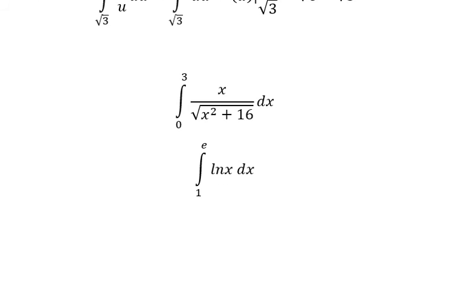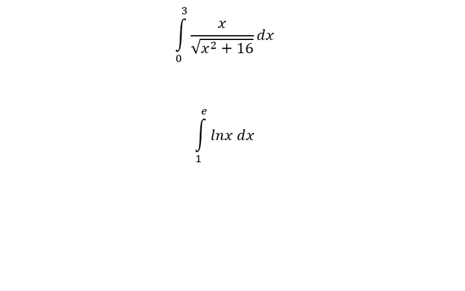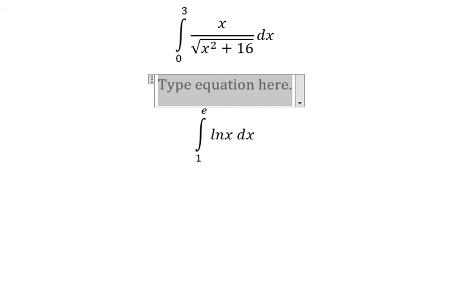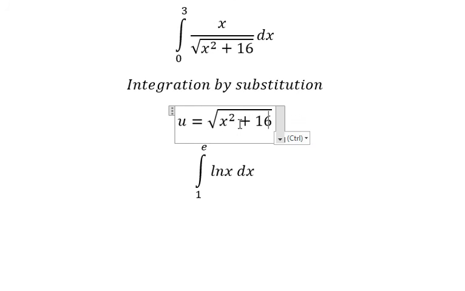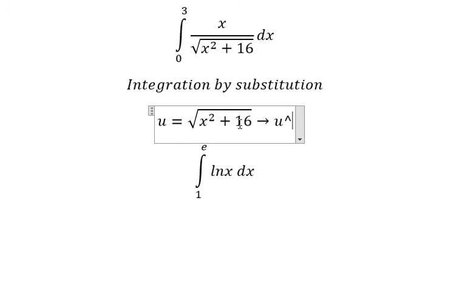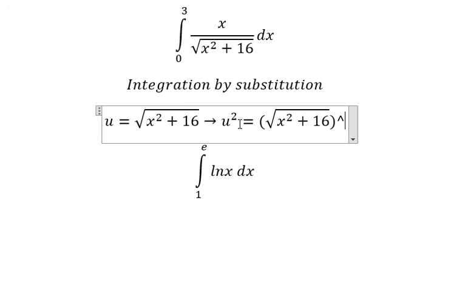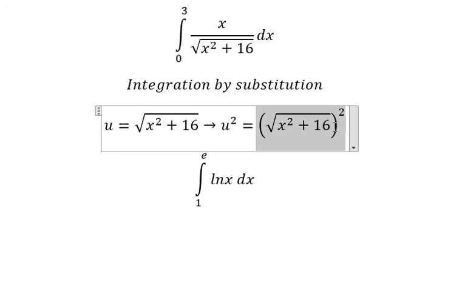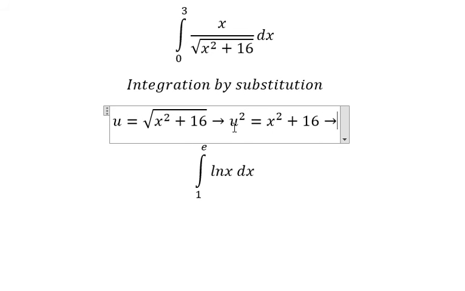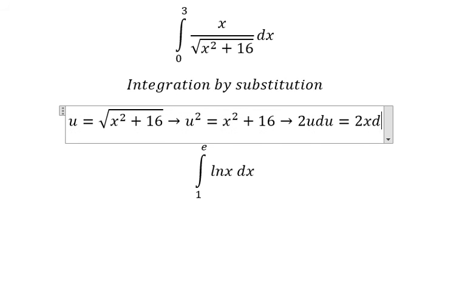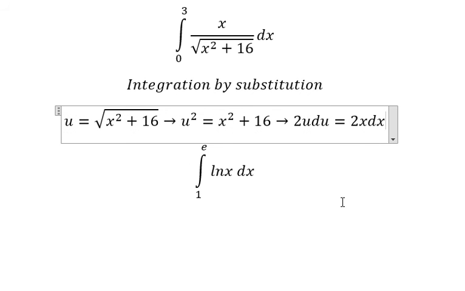Now let's go to question number 2. We need to use integration by substitution. So I will put u equals to this one. Later, we put the power 2 on both sides to cancel the square root. Next, we need to do the first derivative for both sides. Next, we divide both sides by number 2.